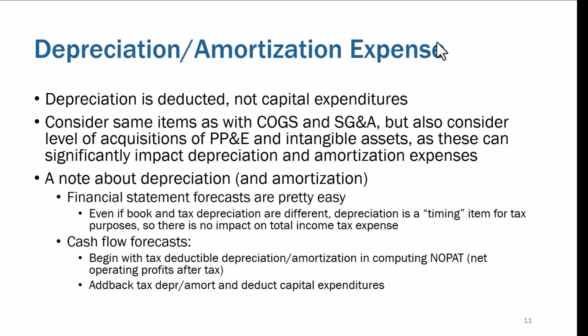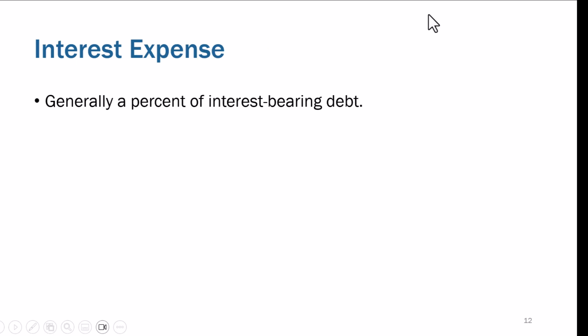But for cash flow forecasts, you do need to technically begin with tax deductible depreciation or amortization in computing something that we call NOPAT. And then we will add back tax depreciation and amortization and deduct capital expenditures. And that's because if we have more tax deductible depreciation than we do book depreciation, that would reduce our income tax bill. So moving on to interest expense here.